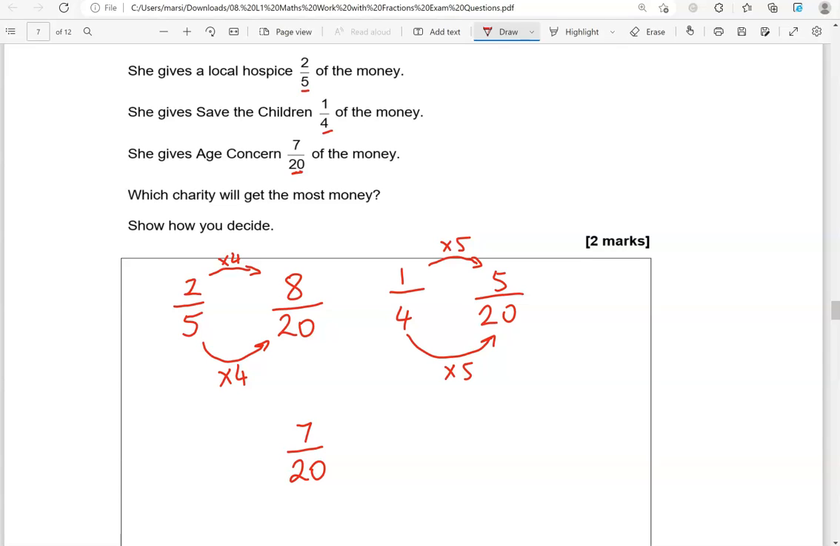So we're looking for the charity that will get the most money. So we're looking for the highest top number, as all these denominators now are the same. So we've got 8, 5 and 7. This is the highest. So 2/5, that is the local hospice.